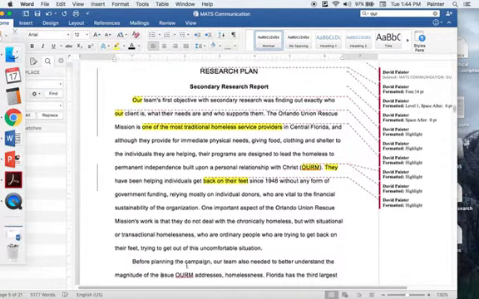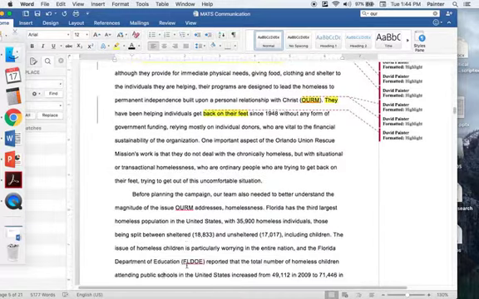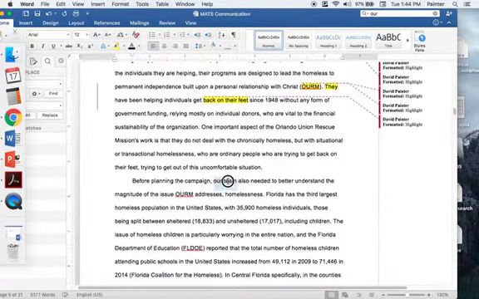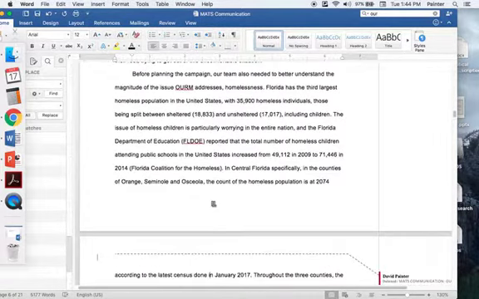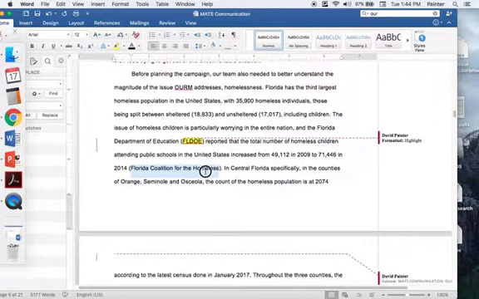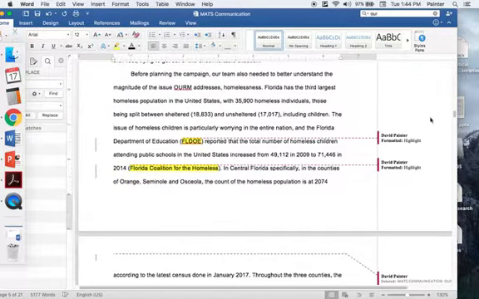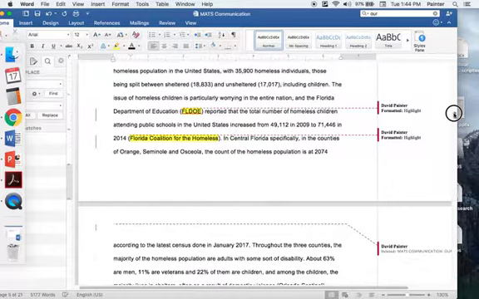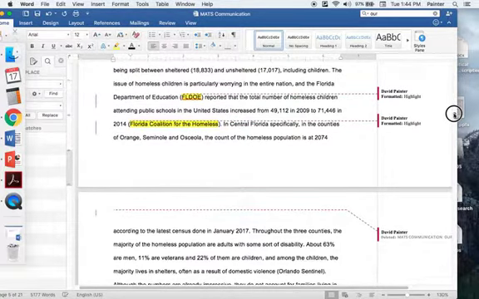They do not deal with, okay, what is your... Understand the magnitude, so good. Homelessness. Where did this information come from and in what year? These are not appropriate citations. Florida, okay, in 2014. Can you ask the Orlando Union Rescue Mission for information?